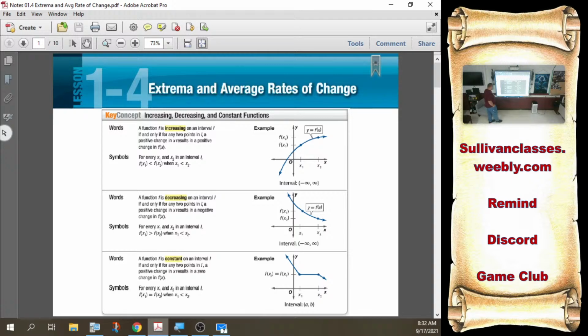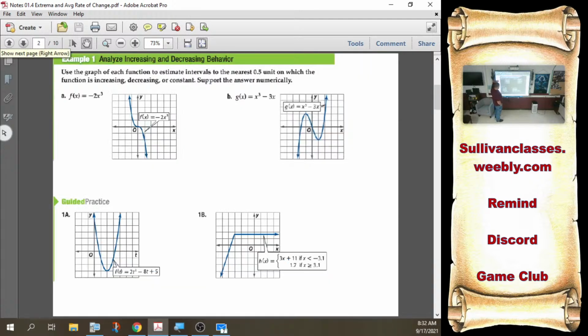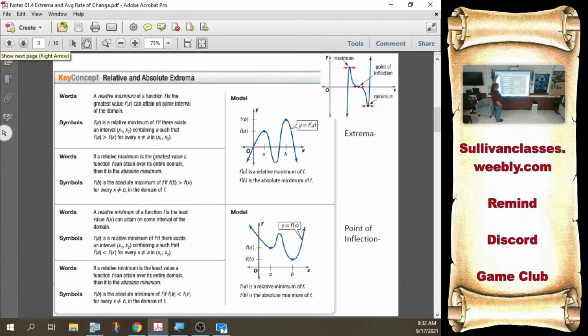So we talked about intervals of increase and decrease. We got that far yesterday. I know we went through 1B. We started talking about extrema, what makes a relative versus an absolute maximum or minimum.